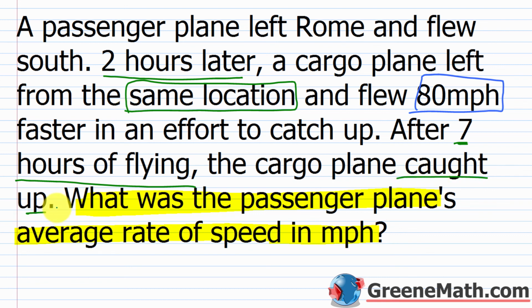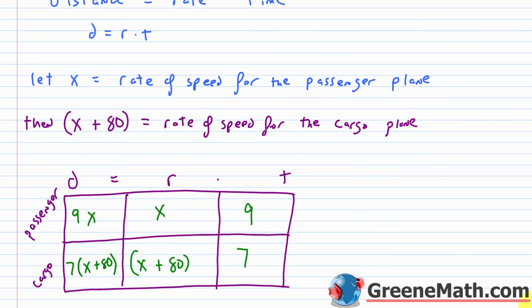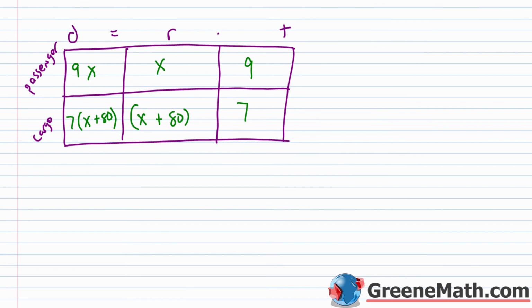So that means they end at the same location. They start at the same location. They stop at the same location, where the problem kind of stops. You might as well say that. But for the sake of the problem, they went the same distance. So that means the distance that the passenger plane went is equal to the distance that the cargo plane went. Now coming back down here, I know what the distance is for each one. So voila, I've got my equation. Because all I have to do is set this distance, which is 9x, equal to this distance, which is 7 times the quantity x plus 80, and I can solve my equation for x.